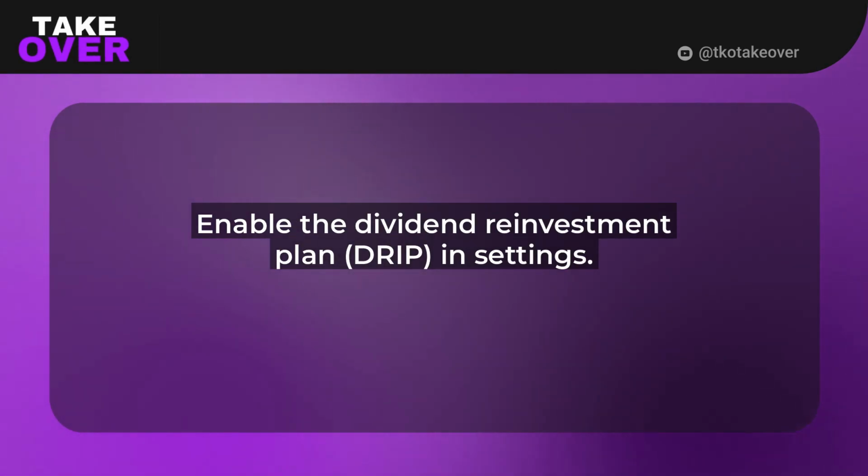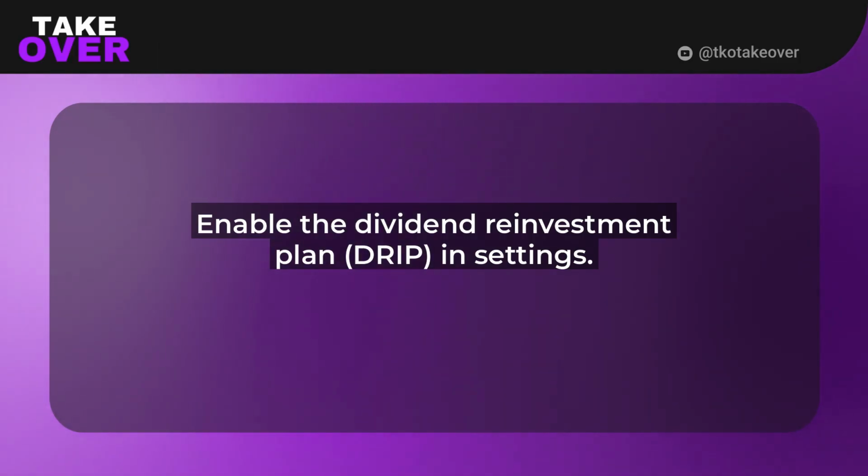Step 3. Check for the Dividend Reinvestment Plan, DRIP. Most brokers have this feature under your account settings or the specific fund's details. Enable it if it's not already set up. This will automatically use dividends to purchase more shares.